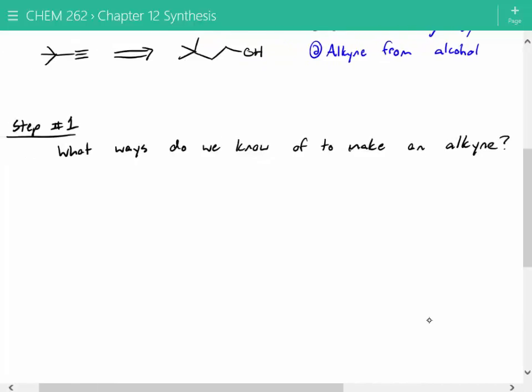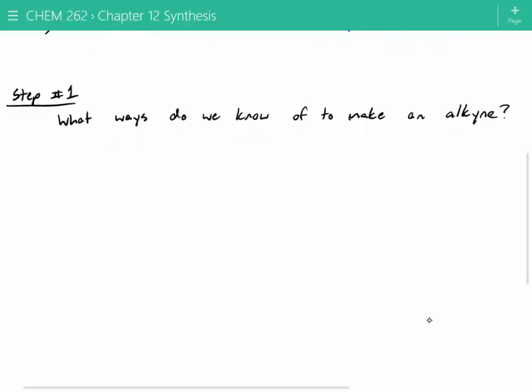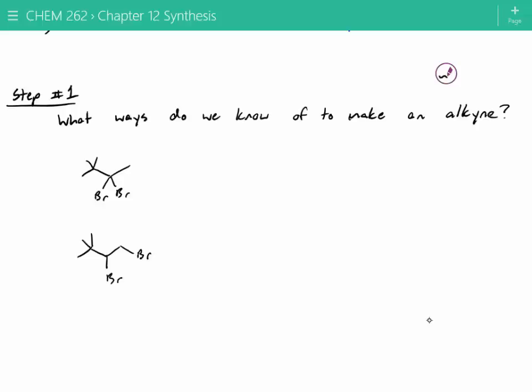Does anybody have ideas? Strong base. What would we need as our starting material if we're using a strong base? We would need a dihalide. So that was in chapter 11. There were 2 different dihalides that we could have used. There was one where we called it geminal dihalides, meaning the halides were coming off the same position. So we could have this guy, or we could have this guy, right? And both would work equally, right?